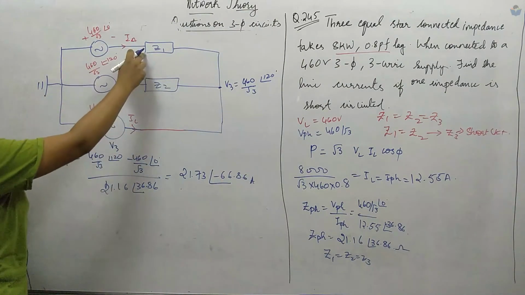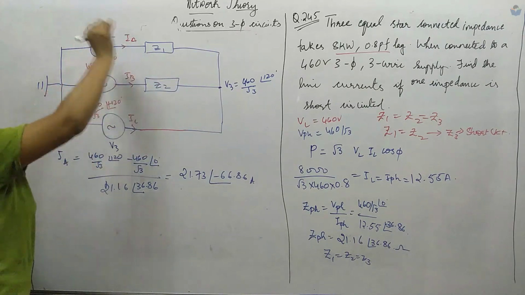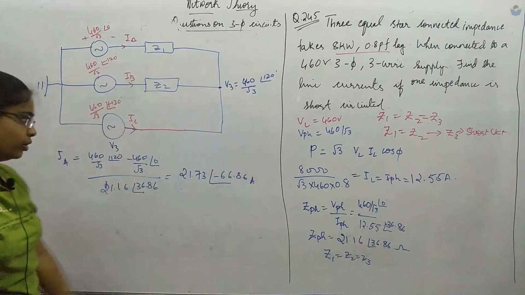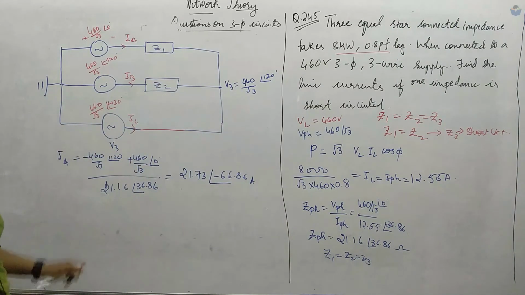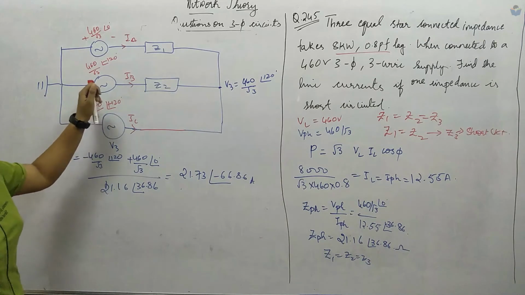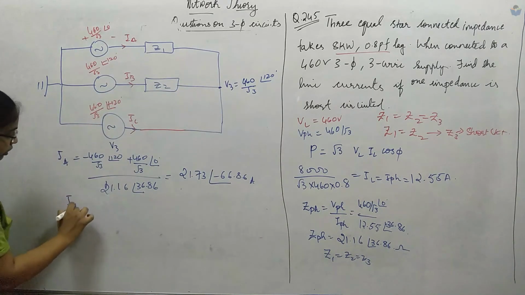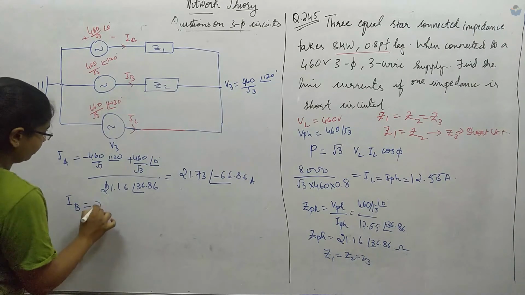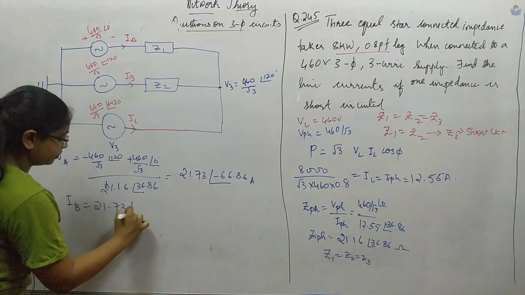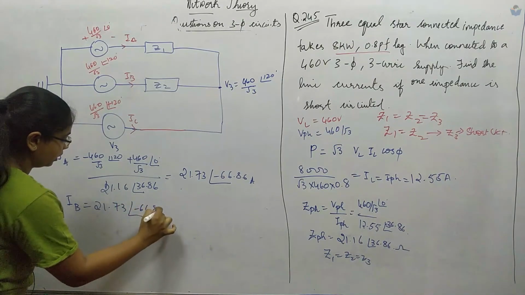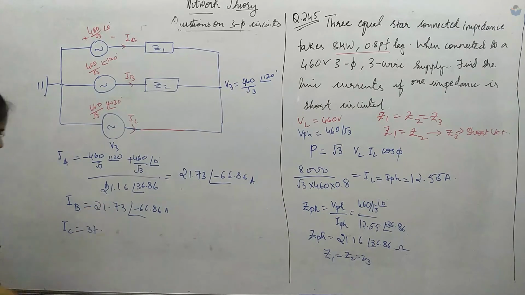The current direction is in this way, it is already there. So this will be at higher potential than this one. So here this will be positive and here it will be negative. Same thing here, this is at the higher potential side, that is lower potential. So when you calculate, you will get IB as 21.73 angle minus 66.86 ampere.